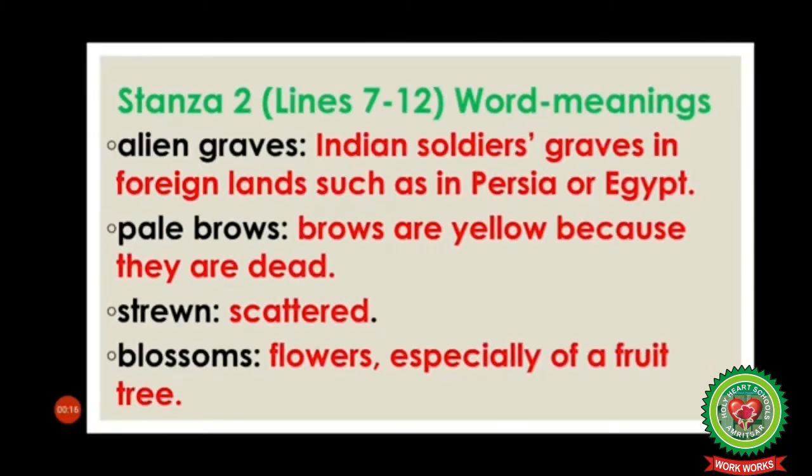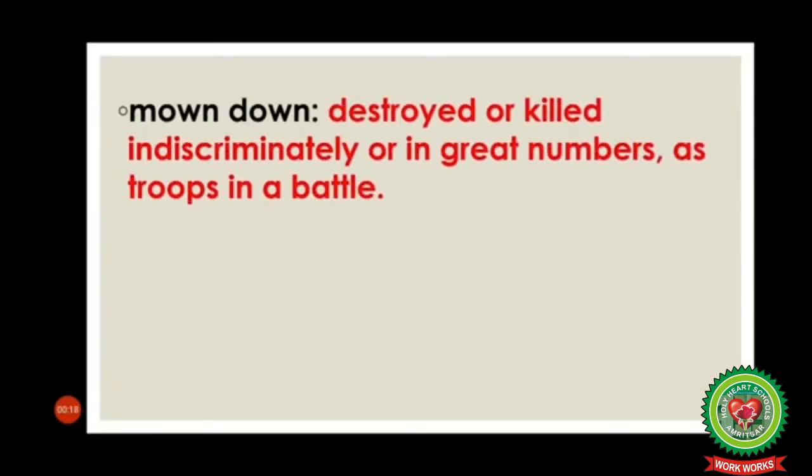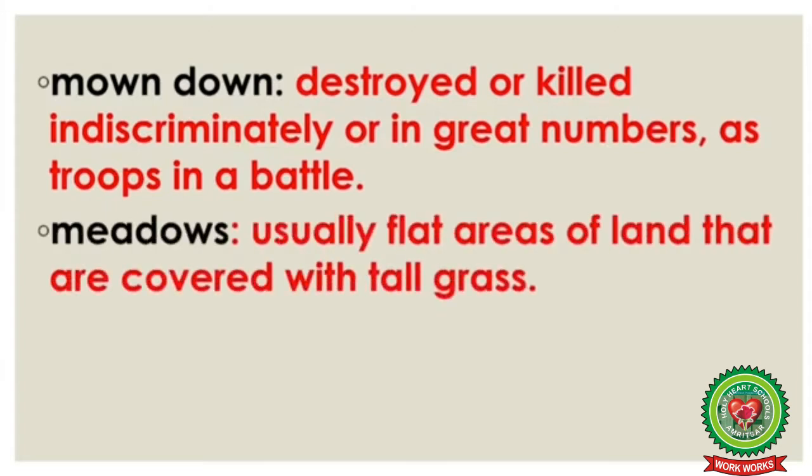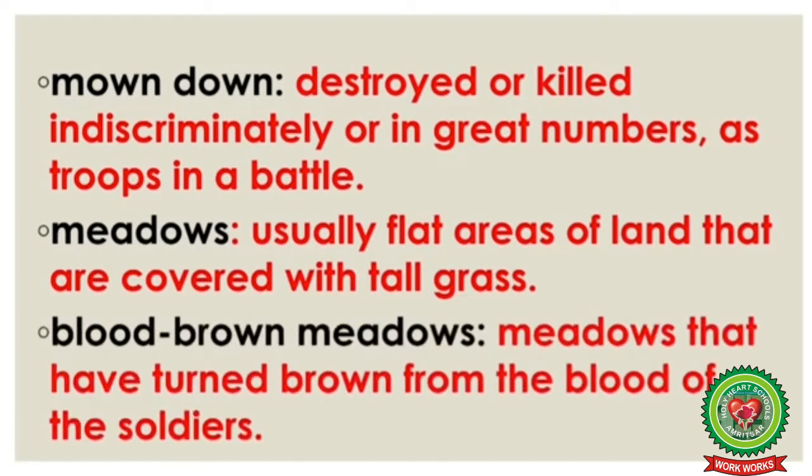Now let us see the next slide. Mown down, destroyed or killed indiscriminately or in great number as troops in a battle. Indiscriminately means in a way that does not show careful choice. Troops refer to soldiers. Meadows, usually flat areas of land that are covered with tall grass. Blood brown meadows, meadows that have turned brown from the blood of the soldiers.